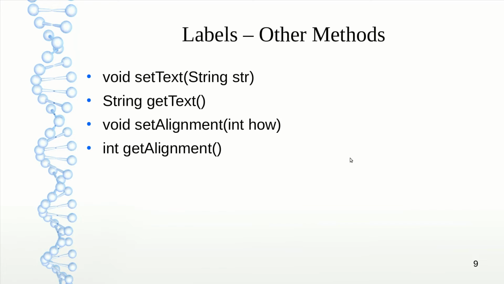A label provides a few other methods also. The first is setText, which sets the static text of the label. Then we have getText, which retrieves the static text of the label. Then we have setAlignment and getAlignment to deal with the alignment of the static text in the label, and the functions of these methods are evident from the name itself. And remember that a label cannot create any event at all.